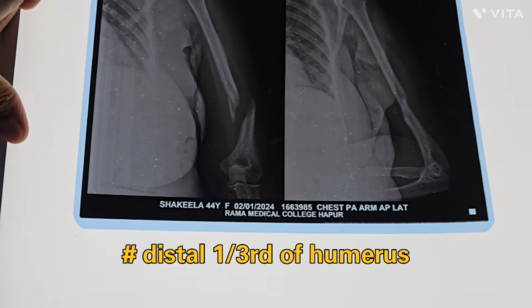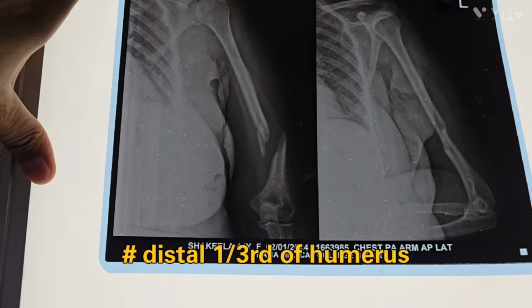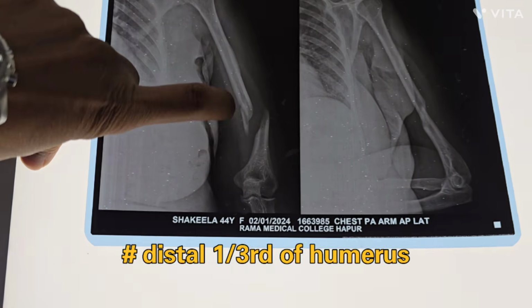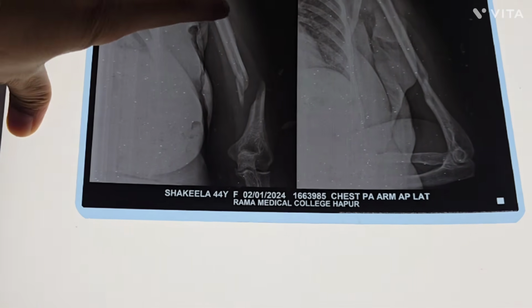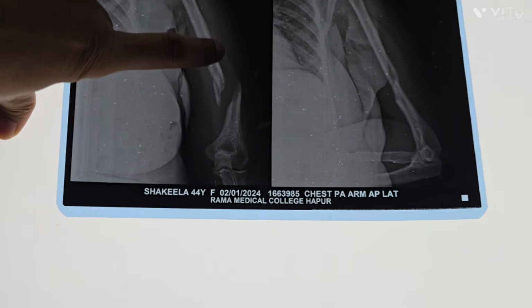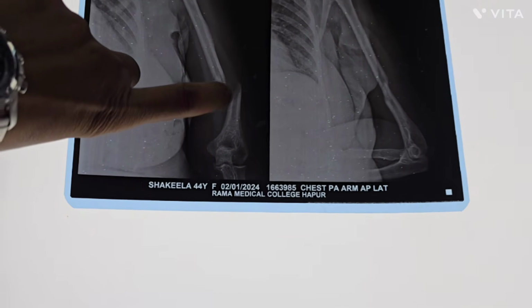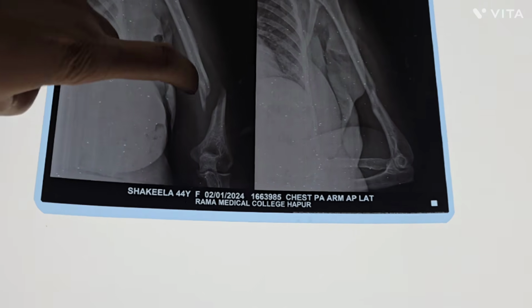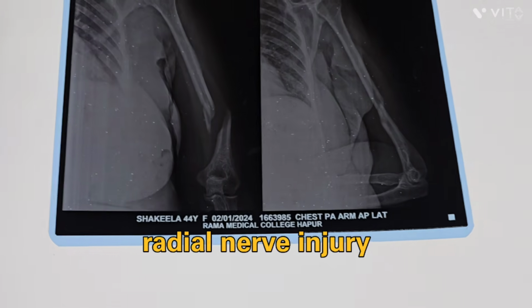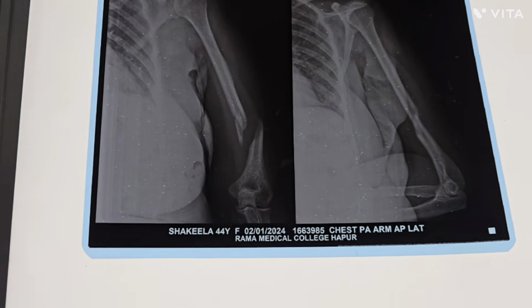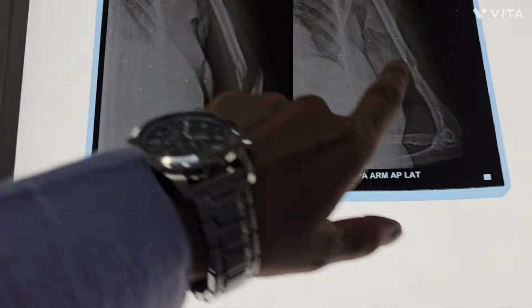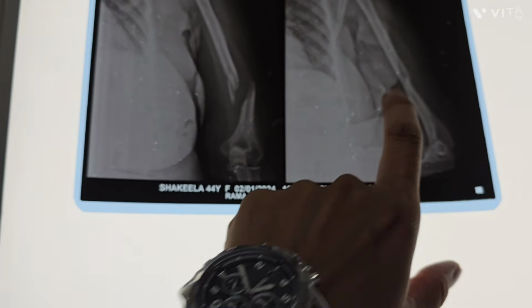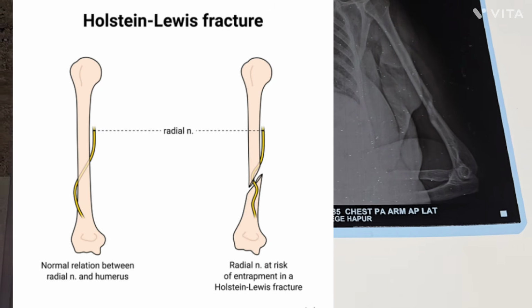But which is the most common complication in this fracture? In this fracture, the radial nerve goes from posterior, to lateral, and then anteriorly. So the radial nerve is trapped inside this fracture, and this will lead to radial nerve palsy. This spiral fracture is called a Holstein-Lewis fracture.